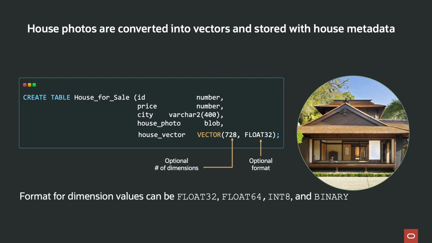So first of all, the desired photo, the house that I'd like to live in, that photo is first converted into a vector and stored along with house metadata. And this is what this would look like in terms of the table schema. The house photo is stored as a blob, and the house vector is stored as a vector data type that specifies the number of dimensions and format, which are both optional. And a number of different dimension formats are supported today, including float32, float64, int8, and binary.